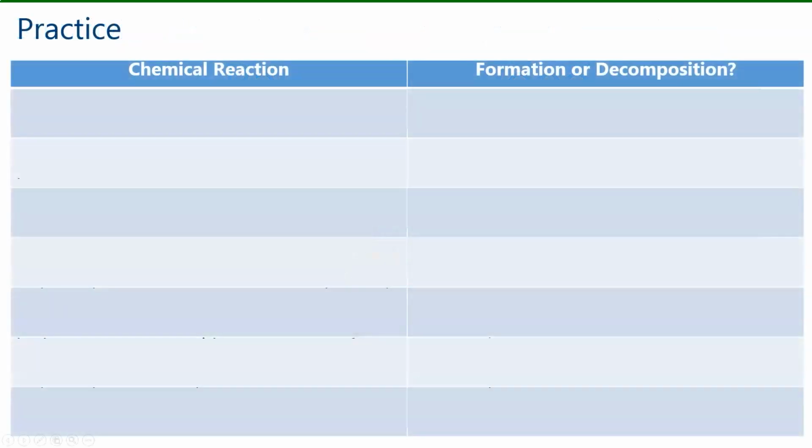Let's begin our practice. So here we have our first chemical reaction. We have water as our reactant, and then our products are hydrogen gas and oxygen gas. Is this formation or decomposition? If you said decomposition, you're correct. We have a compound breaking down into two elements or two simpler substances.